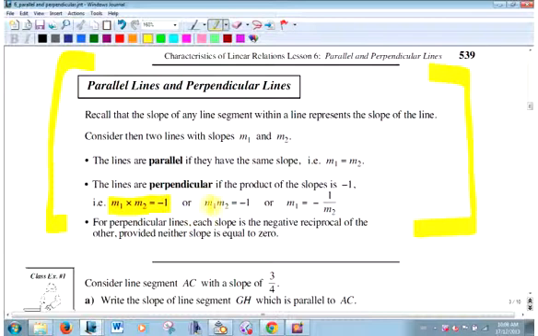Let's solve this for one of the slopes. Let's solve this for m1. So I'm going to divide both sides by m2. So m1 is negative 1 over m2. This is something in math as well. Okay? We could say for perpendicular lines, each slope is the negative reciprocal of the other. Okay? So there's two things about perpendicular lines. The product of their slopes is negative 1, and one is the negative reciprocal of the other.